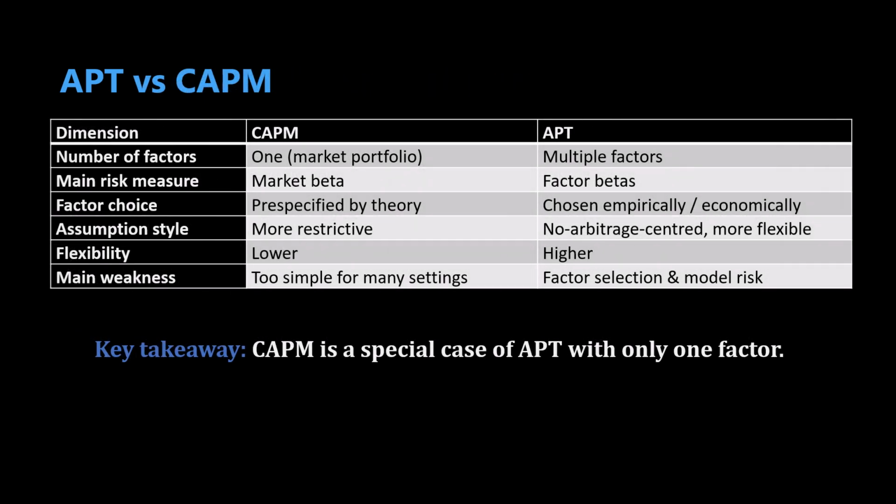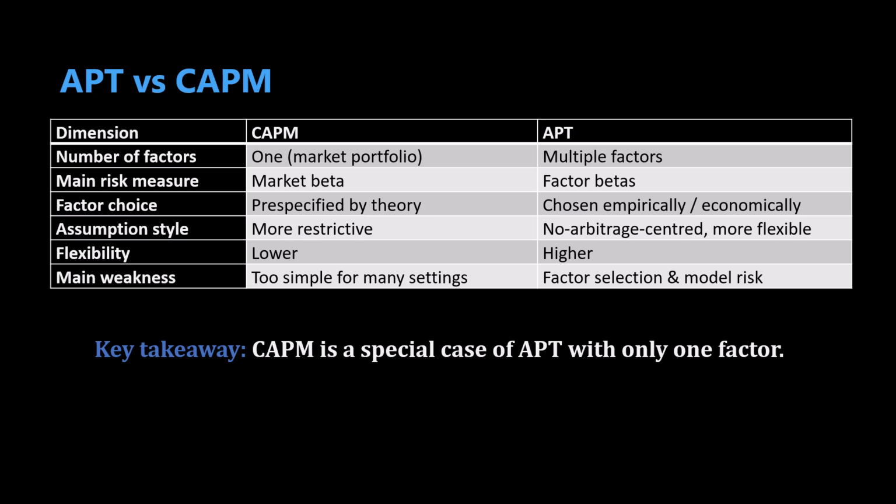We now compare the APT versus CAPM. This comparison is essential because it summarizes the conceptual difference between the two frameworks. CAPM, or Capital Asset Pricing Model, uses one factor, that is the market portfolio. APT, on the other hand, allows multiple factors. CAPM measures systematic risk using market beta, whereas APT uses factor betas.